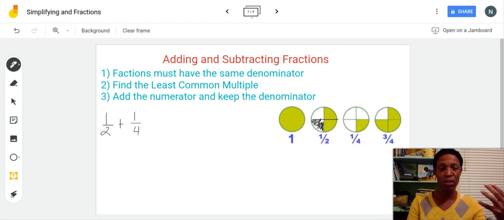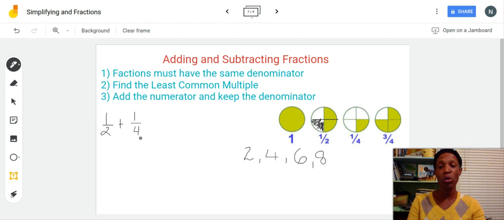Well, that's why we're practicing our times table. You have to know your multiples for each number. So what I would do is take the first fraction and find some multiples of 2. We know that 2 times 1 is 2, that's the first multiple. 2 times 2 is 4, that's the second multiple. 2 times 3 is 6, that's the third. And 2 times 4 is 8, that's the fourth multiple. All right, let's stop there for now. We can keep going, but let's stop there for now.